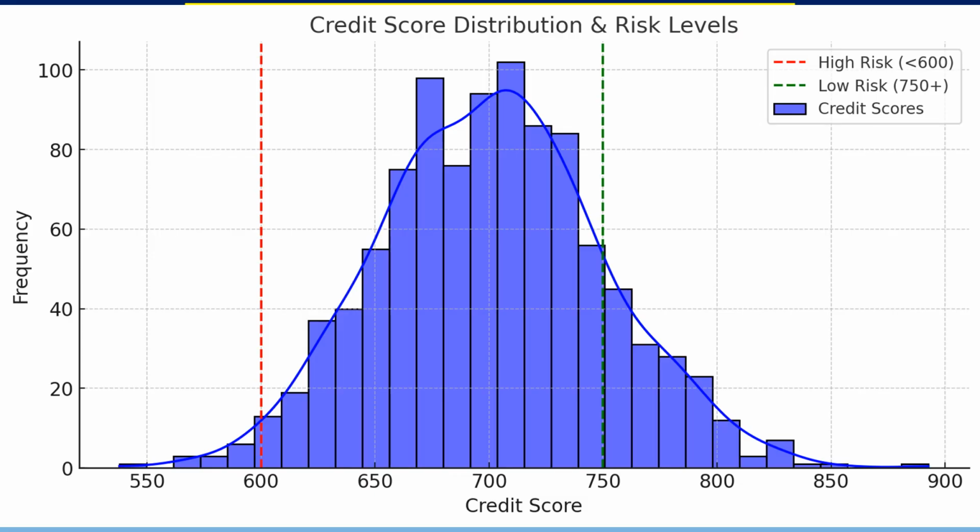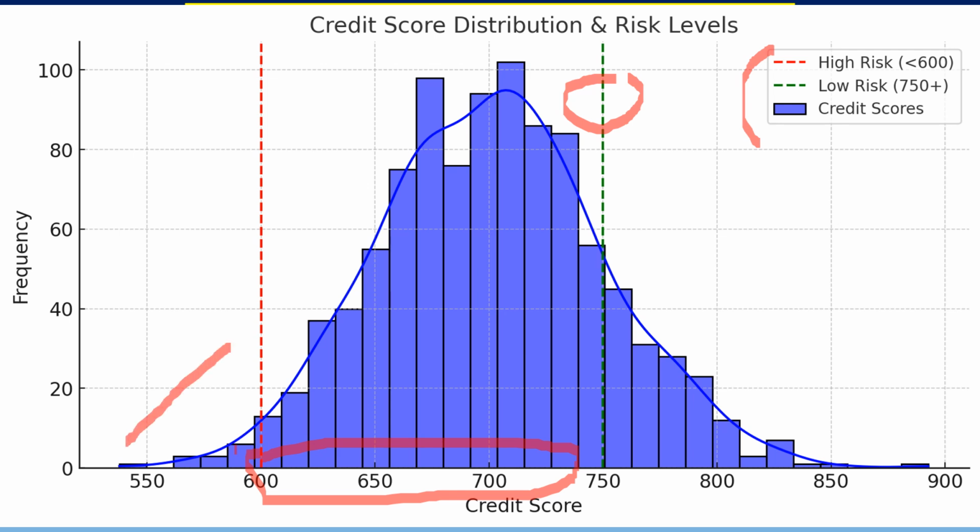And this is the credit score distribution and risk level. The risk category proportions are these: the low risk is 22.7%, which is 750 and above. Medium risk is 73.4%, 600 to 749. And then we have high risk, which is less than 600, which means 3.9%.